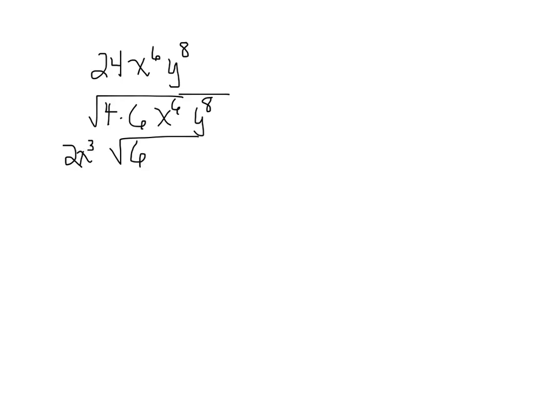X to the third comes out, and we do need absolute value because it started out even and ended up odd. Y to the fourth comes out, it started out even and ended up even, so we don't need it. So just so I can say this a little better, 2 times the absolute value of x to the third times y to the fourth times root 6. That's the way you do that.